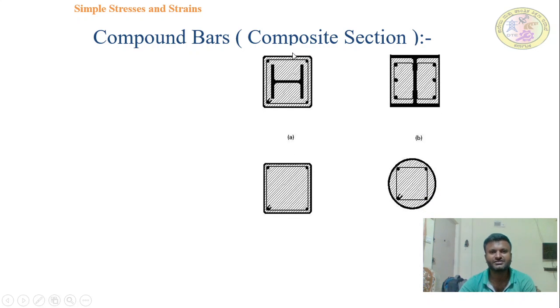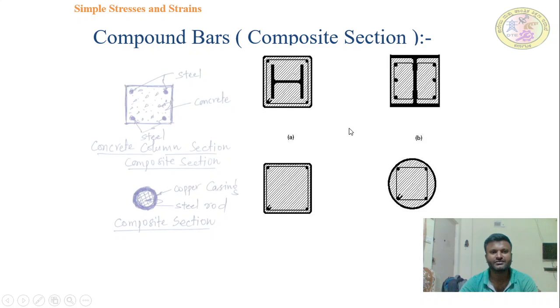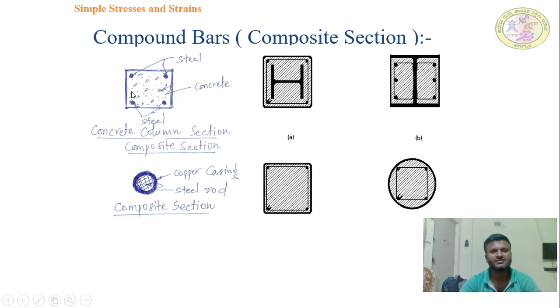These are the different types of composite sections. See, an H section embedded within reinforced cement concrete, or steel encased, and a rectangle, an I section along with reinforced cement concrete, and a circular section. In the rectangular section, steel bars run along the four corners and the concrete surrounds them. Another type is a circular section with copper casing and a steel rod, and a concrete column. Inside there will be a copper rod and outside a steel casing. These are different types of composite sections.